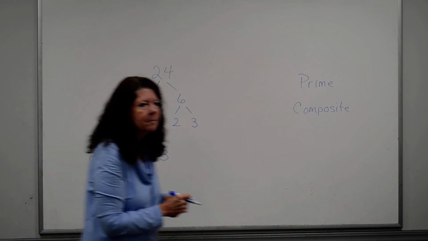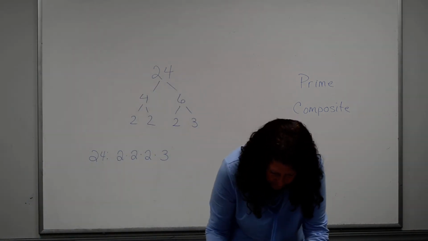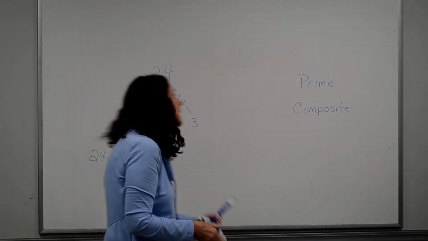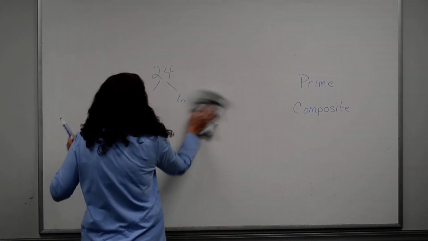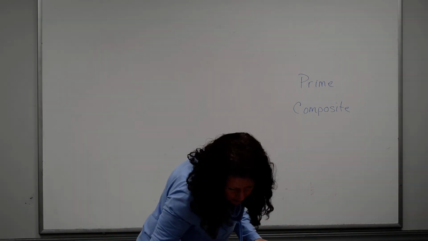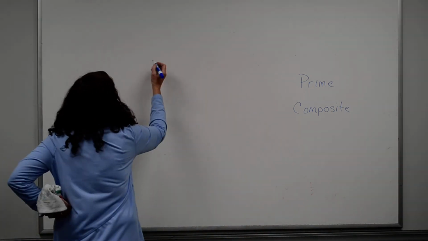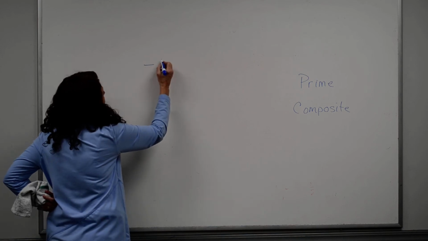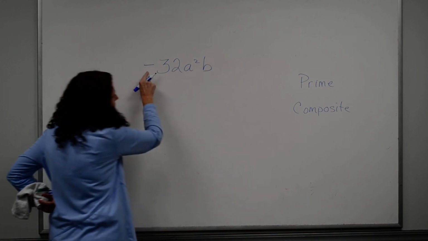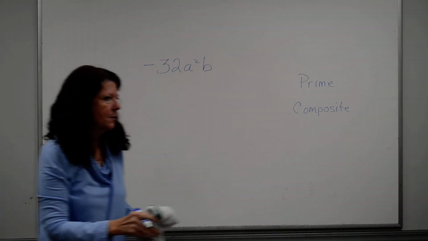Okay, remember doing that? That literally was that entire section, how to make the factor trees. Now I think they added, did they add? Yeah, they did. So they also put in here something like -32a squared b. So they put a negative in and they put some variables in.